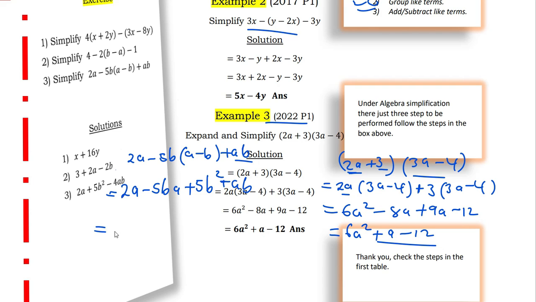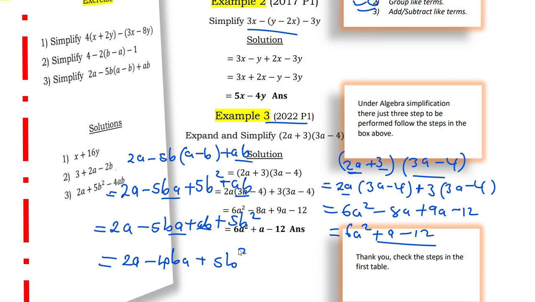We now group the like terms. We've got 2a, anything with a here alone, nothing. And then you shall say minus 5ba plus ab. This ab, they've got common elements. So we've got plus 5b squared here. 2a minus 4ba, or we can say ab. It's okay. ab and ba are the same. Okay? So whichever you start with, it's okay. Plus 5b squared. That's it. This is the answer. Okay?